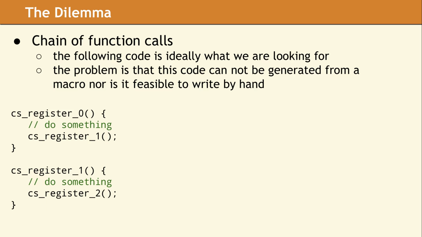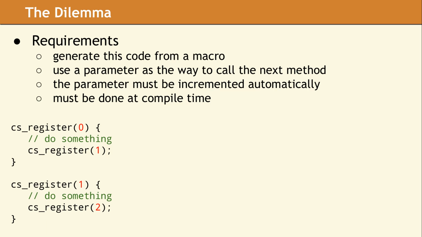So the question is, how can we take this pseudocode and translate this to something which can be implemented in C++? So here's the idea we came up with. The method cs_register would have a pass parameter of 0 on the first call, and then when it is done, it'll call cs_register passing the parameter of 1, and so on. And again, this is something we wanted to happen at compile time. So how do we implement this?